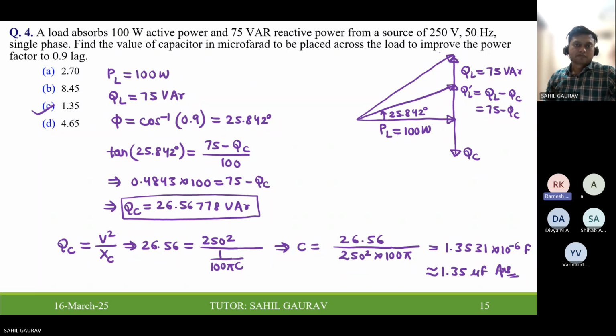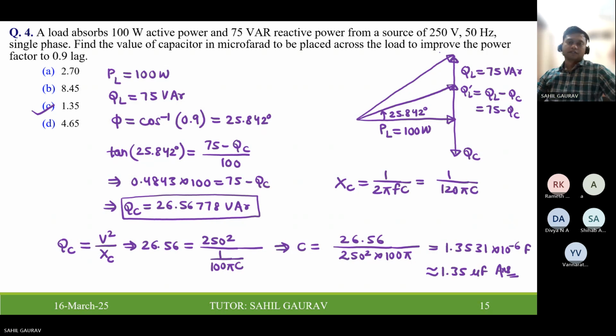Sir, in case of 60 hertz, what is the value of XC? XC is 1 upon 2 pi FC. For 60 hertz it will be 120 pi C. Right, Ramesh? Yes, sir.